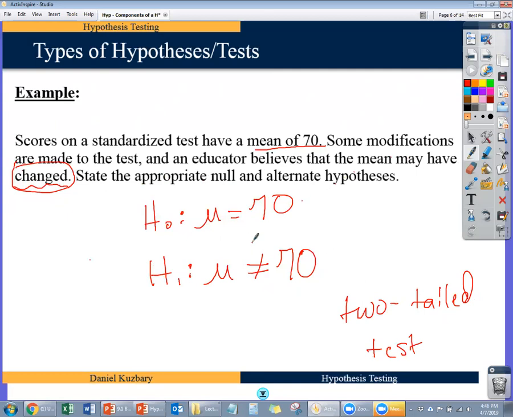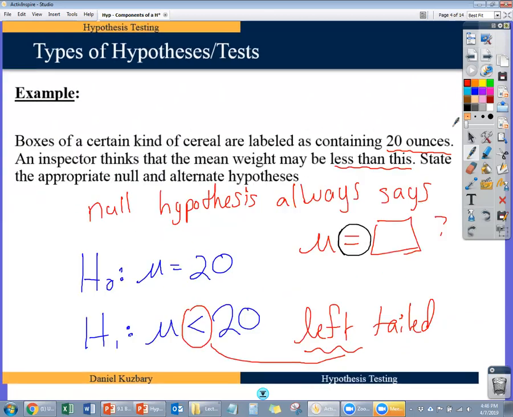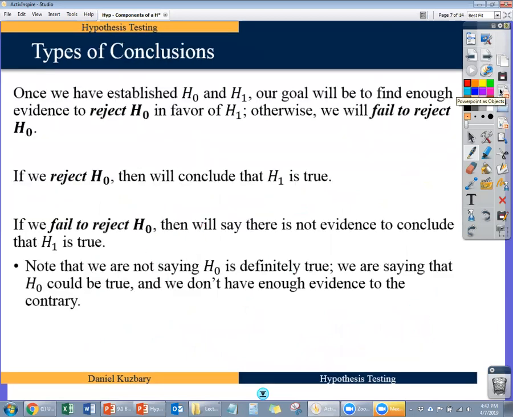So that's how you write hypotheses. Once you do a few of these, they're going to get more comfortable. Like I said, the less than and the greater than kind of give away what you do. The change is probably the weirder one, but since this doesn't suggest bigger or smaller, use the not equal sign. Make it a two-tailed test.